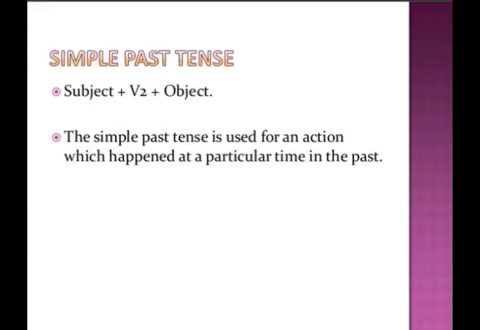Okay. Now let's come to the next tense, that is simple past tense. See kids, I already told you that in past tense, means simple past tense, we use second form of verb with subject and object. Okay. So the formula is subject plus second form of verb plus object. The simple past tense is used for an action which happened at a particular time in the past.